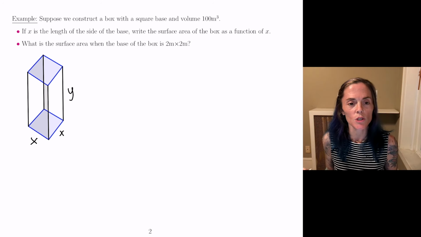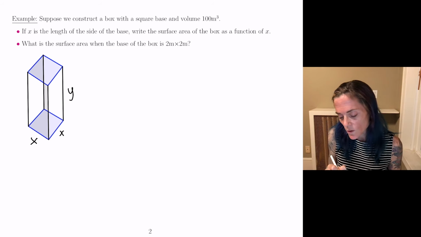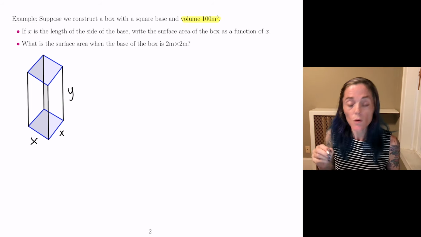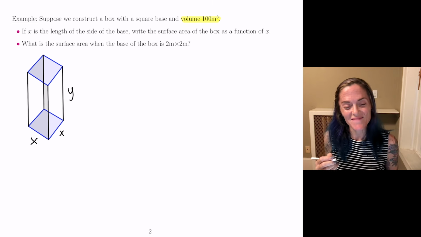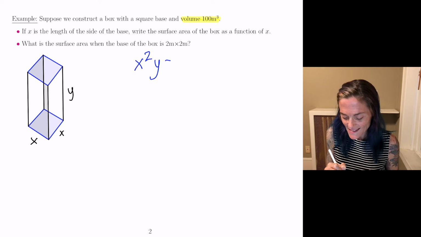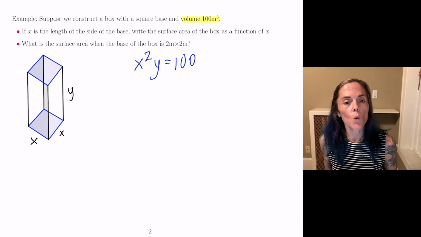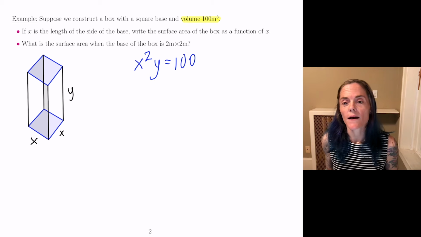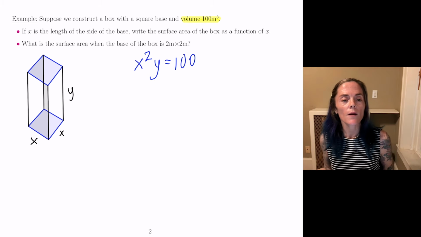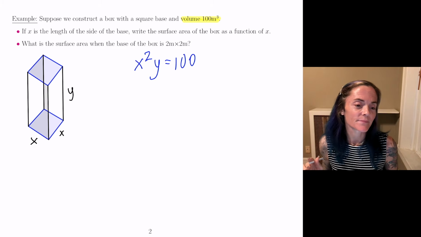Here's my initial picture. So we are told, this is where we will get what's called our constraint equation, we are told the volume is 100 meters cubed. The volume is x squared y. This is equal to 100. Now, here's the question. We want to write the surface area of the box as a function of x. And then we have this other part which will involve evaluating that function.